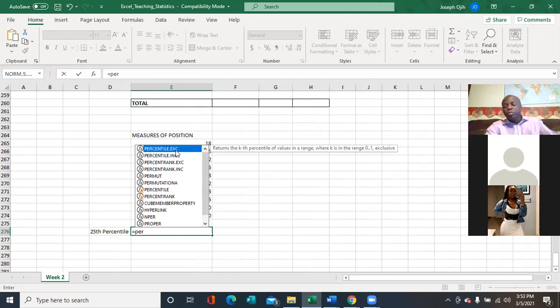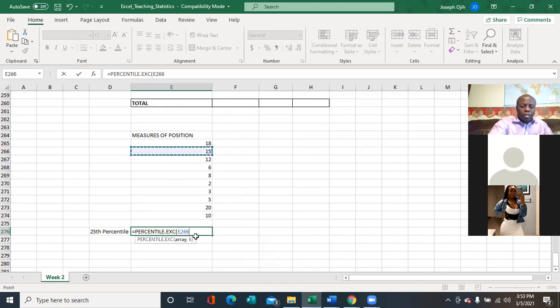Okay. Now, the 25th percentile is the same as the first quartile. But you know that percentile is in decimal form. So you have to highlight this, comma, then put the percentile of interest. 25 should be 0.25, I believe. Then enter key.